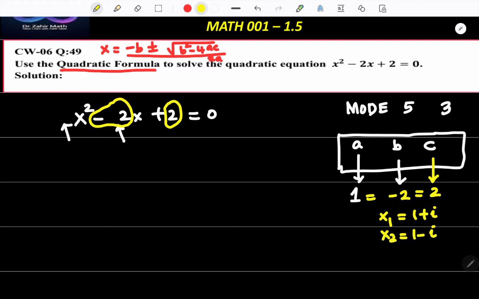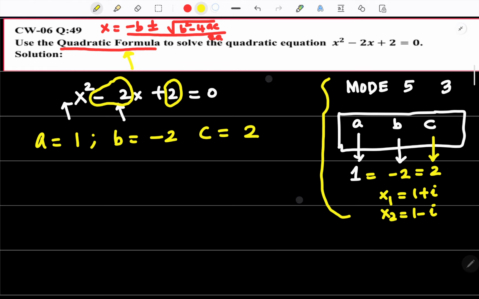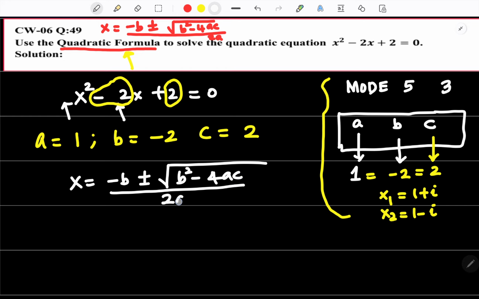This answer, you have to get it using the quadratic formula. Teacher, can I write this directly in the exam? No, because the question is what? Use the quadratic formula. Right. So let me write: A value is 1, B value is negative 2, C value is 2. And what is the formula? The formula is x equals minus b plus or minus square root of b square minus 4ac, divided by 2a.